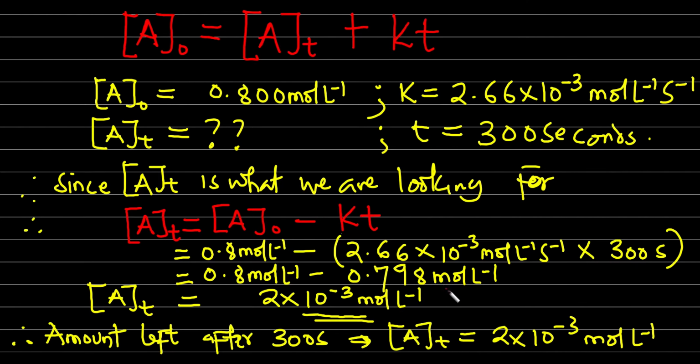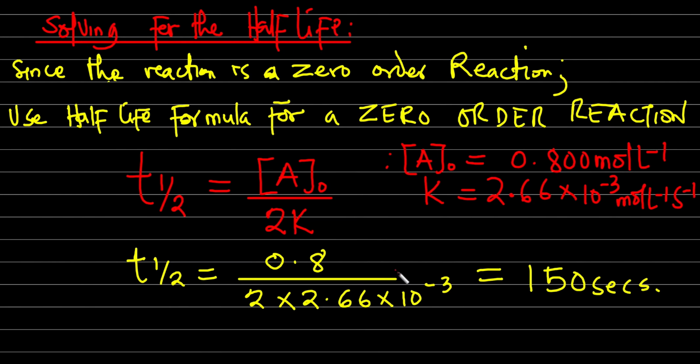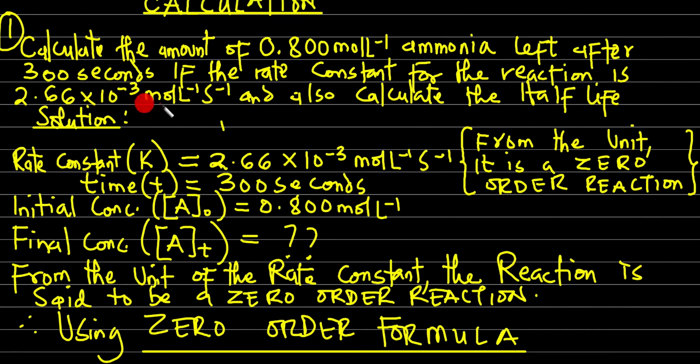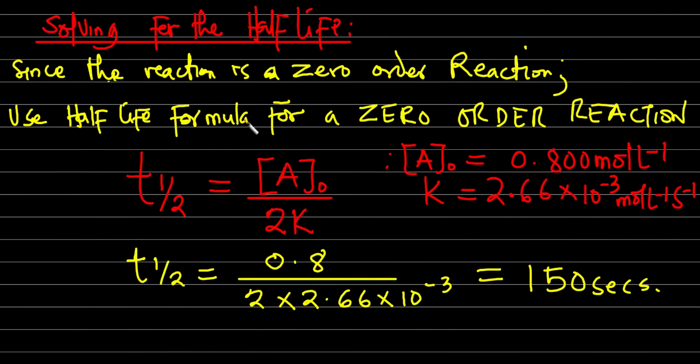Okay, if you want to go through it, you can pause the video or rewind the video to check it out. Remember the question said we should calculate the amount that will be left, that's the final concentration after 300 seconds, and also we should calculate the half-life. Now since the reaction is a zero order reaction, do not forget that the half-life formula varies for the different orders of reaction. For a zero order reaction, the half-life formula is different from that of a first order reaction.